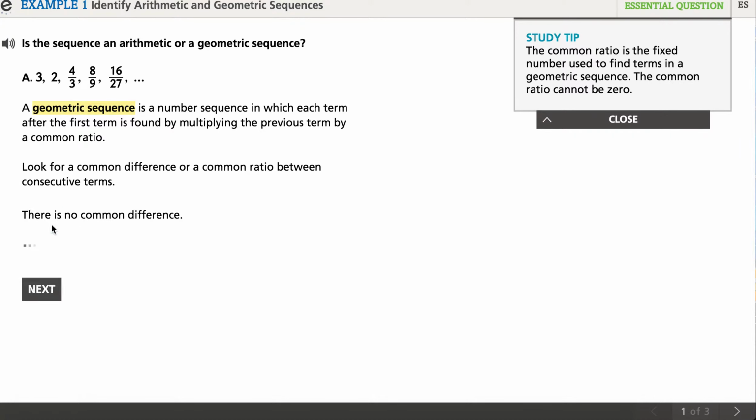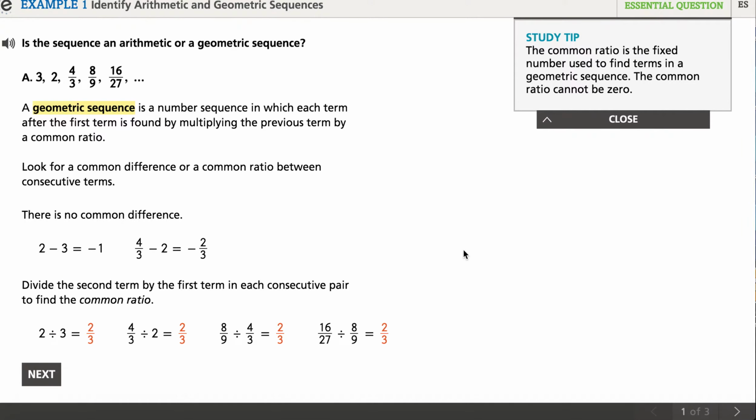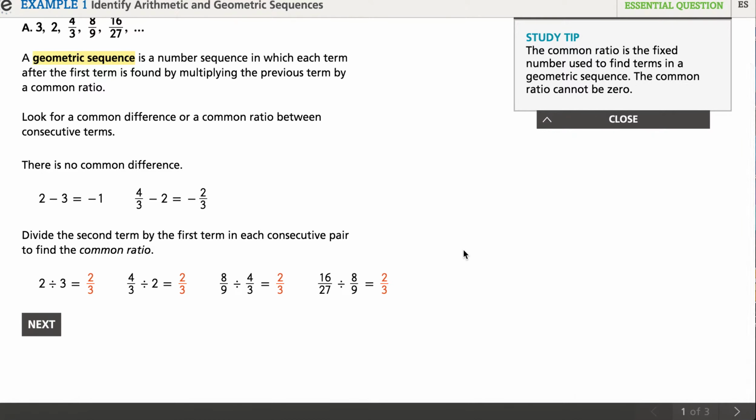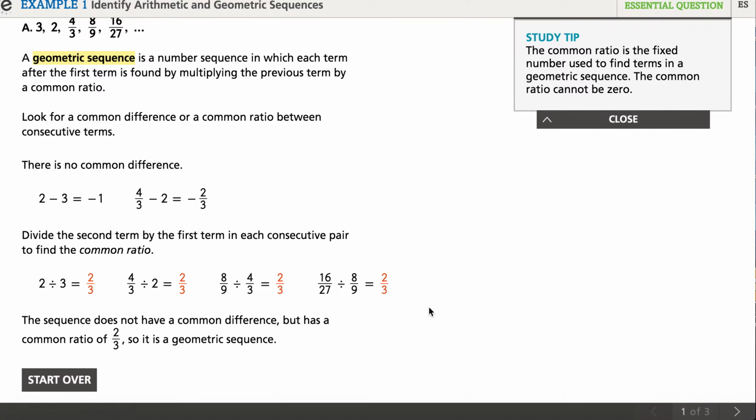Let's see what's next. There is no common difference: 2 minus 3 is -1, and 4/3 minus 2 is -2/3. But there is a common ratio: 2 divided by 3 is 2/3, and 4/3 divided by 2 is 2/3. The sequence does not have a common difference, but has a common ratio of 2/3, so it is a geometric sequence. Let's go to the next skill.